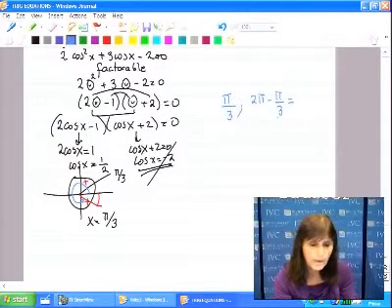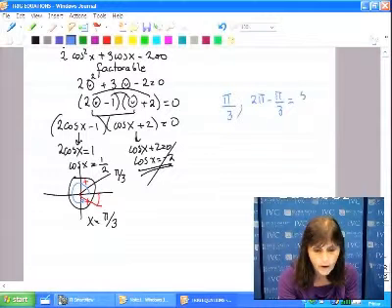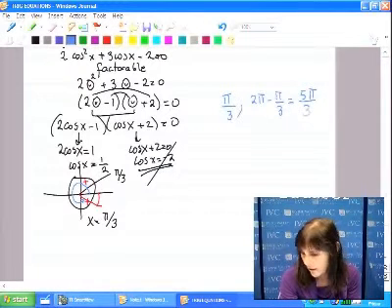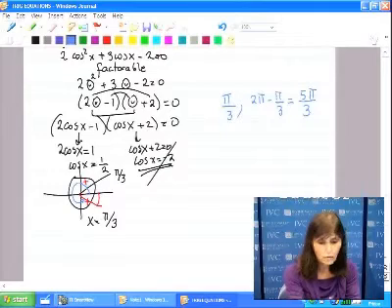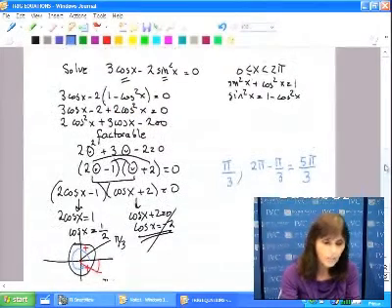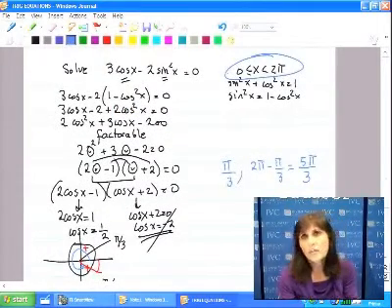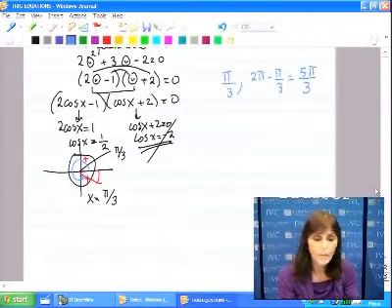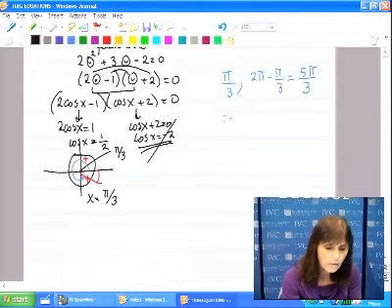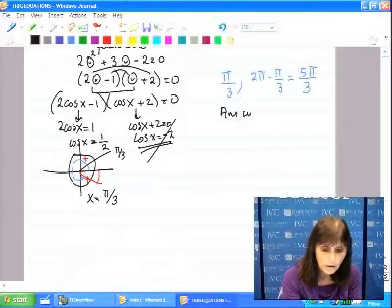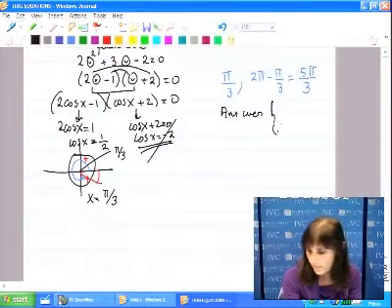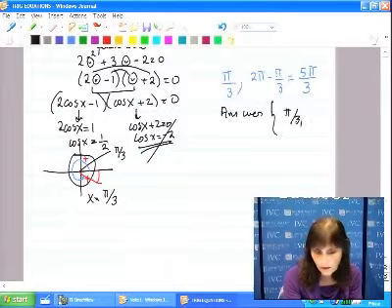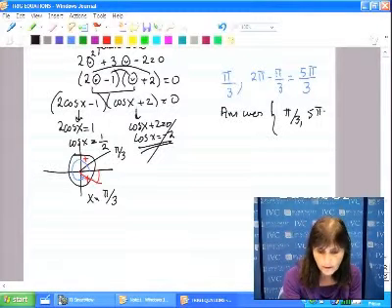So what does that give me? 6 minus 1, 5 pi over 3. Alright? And am I in 1 revolution? Oh, I forgot to put that. No, I didn't. I need to stay in 1 revolution, and that's all I need. It's not a multiple angle problem. So your answer is going to be pi over 3 and 5 pi over 3.